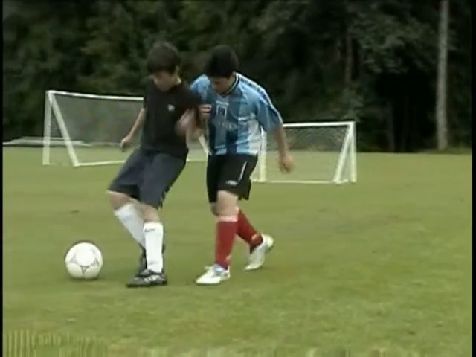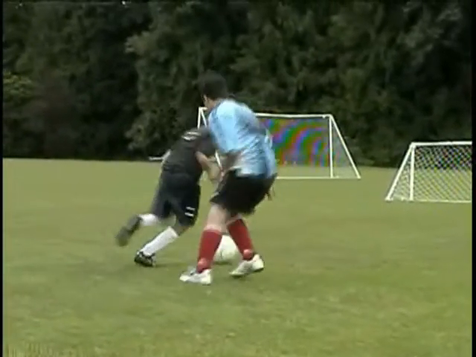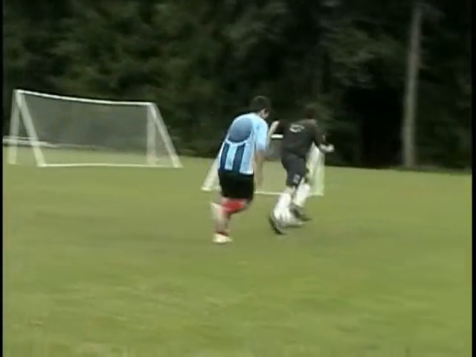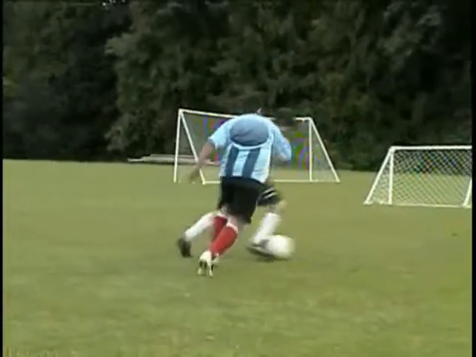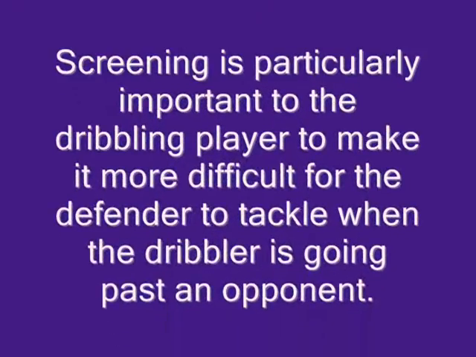Care must be taken that the arms aren't used incorrectly. Look at it again. Using the hands too high makes it a foul. Screening is particularly important to the dribbling player to make it more difficult for the defender to tackle when the dribbler is going past the opponent.